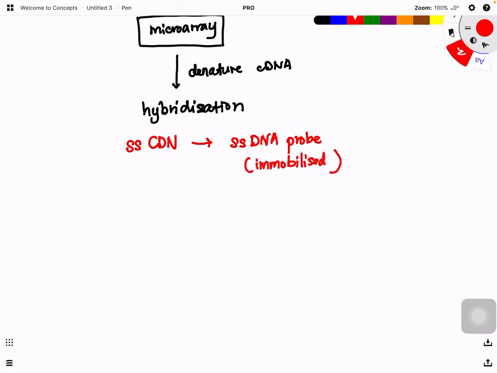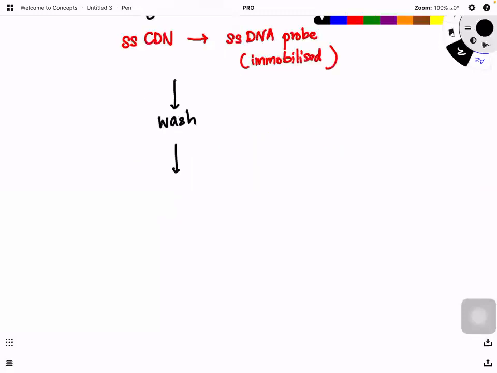So what will happen next? We wash a few times with the buffer, and we can read it by using the microarray reader. Then we can interpret the result. I will teach you later how to interpret the result, but now we look at the principle.